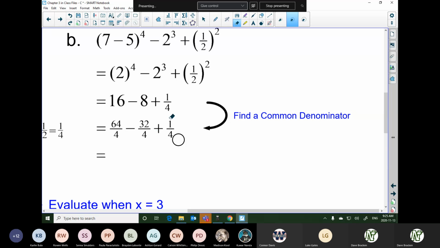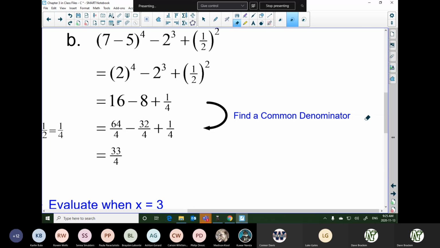And then we have this 1 over 4. Now we have a common denominator. We keep the common denominator, which in this case is 4. And what we say is 16, take away 32, plus 1, leaves us with 33.